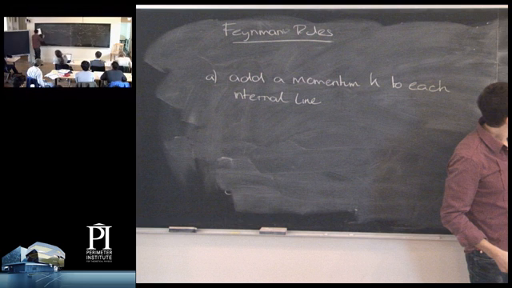Okay. So to each vertex, write down a factor of, and again, this is specific to this particular scalar Yukawa theory that we've been considering.